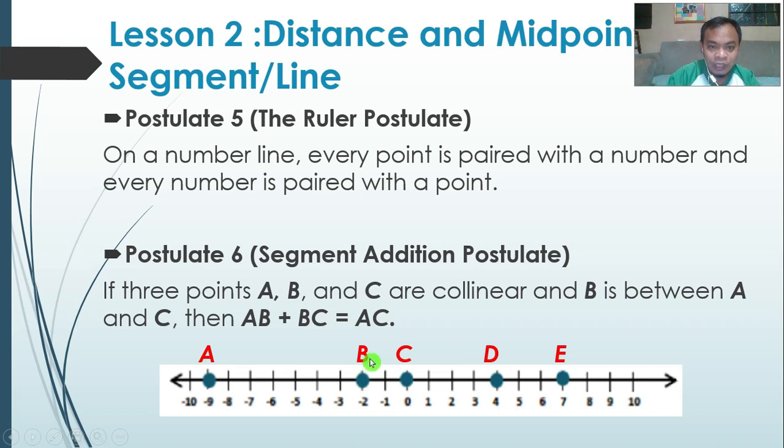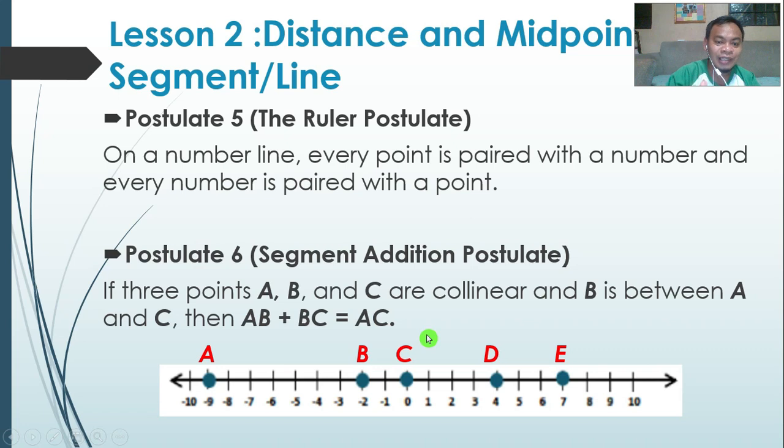So, each point is paired with a number. And every number is paired with a point. Like this one, for example, this point. So, ang kanyang pares na number ay 1. Di ba? This point is 2. Okay, so this is the ruler postulate.